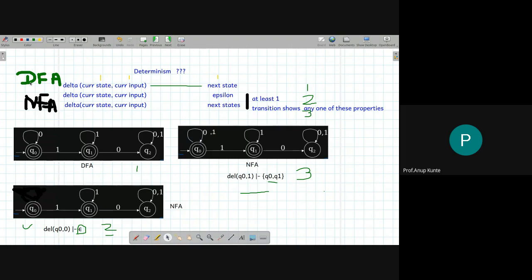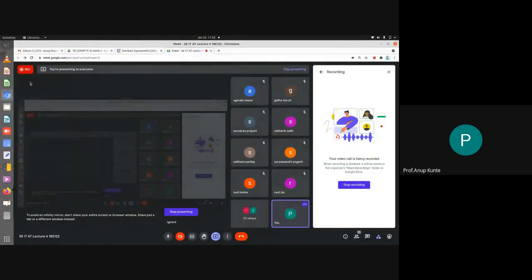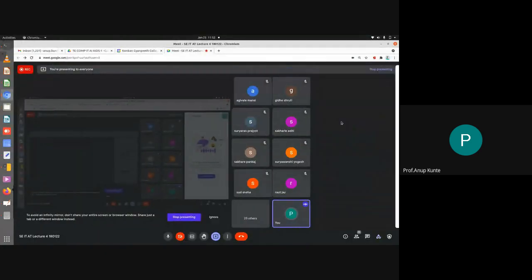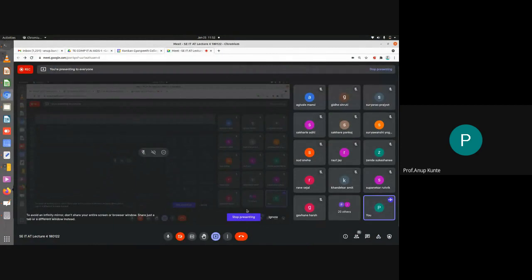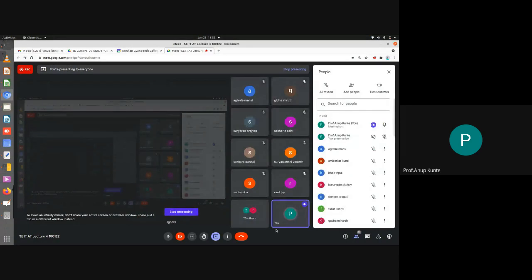I hope these two ideas are clearer to you, and you now know what we mean by determinism. An FA without output is called a deterministic device, and this is how to identify, given an automata, whether it is a DFA or an NFA. Can you just raise your hands if you understood what we mean by a deterministic device?